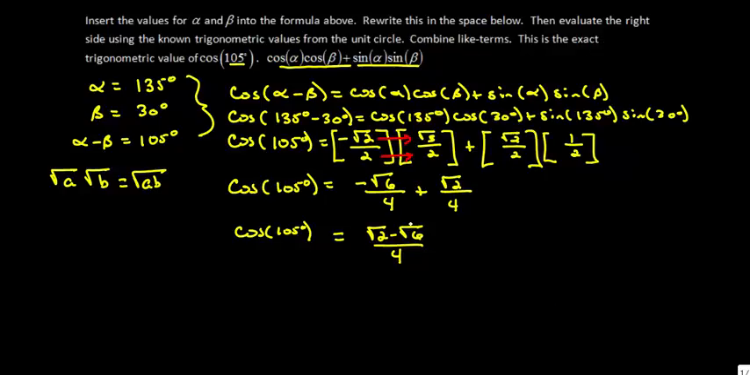So this guy down here is a non-approximated or an exact value of the cosine at 105 degrees. So we're going to use this formula up here to evaluate the difference of two angles. So this is the difference formula for two angles involving the cosine function.